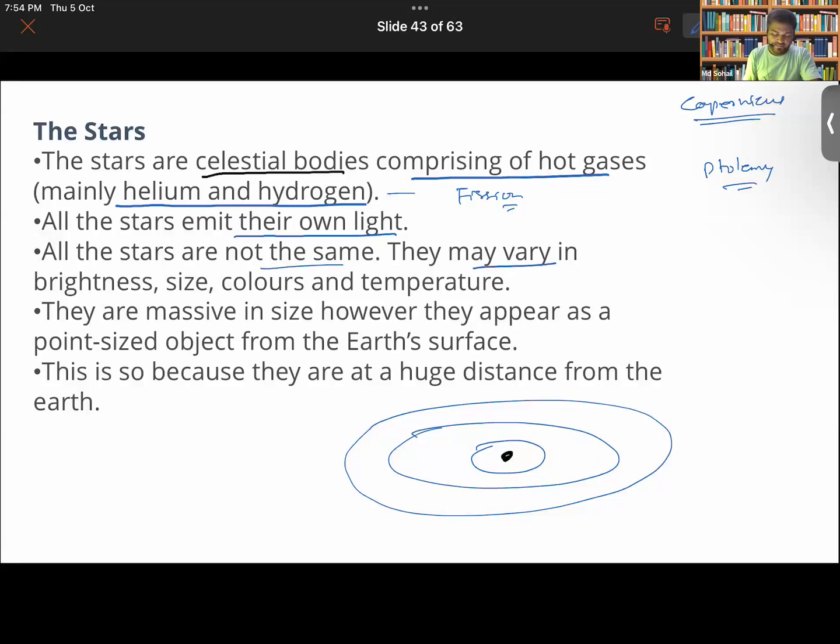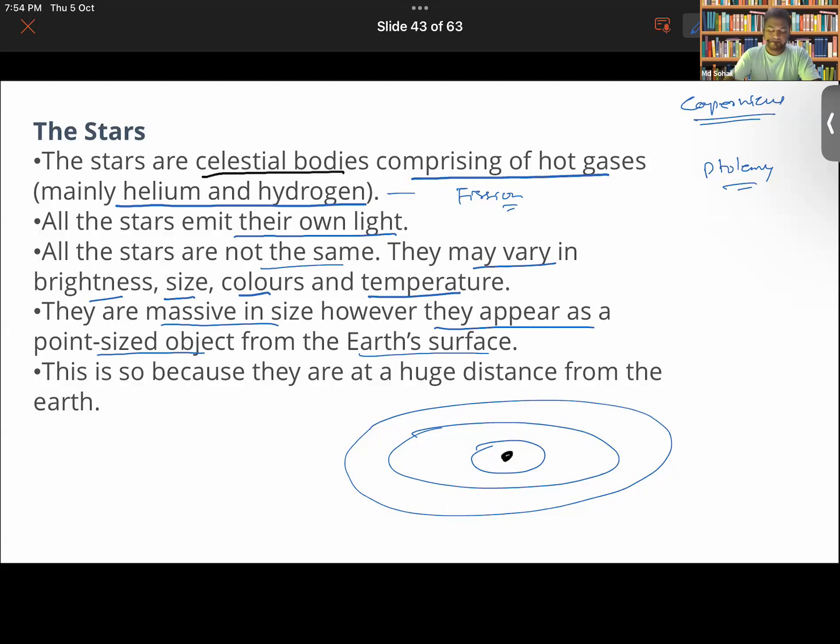They may vary in brightness, size, colors, and temperature. The bigger the star, the hotter it will be, and its brightness will also be more. They are massive in size. However, they appear as point-sized objects from the Earth's surface because of being at a very large distance.